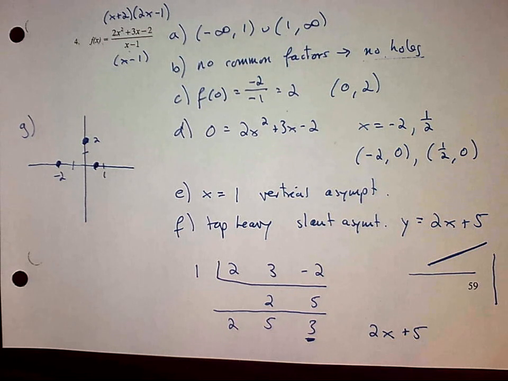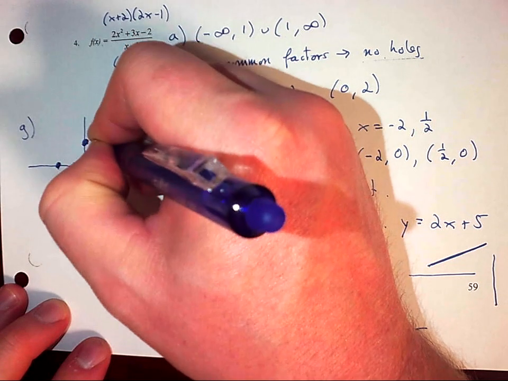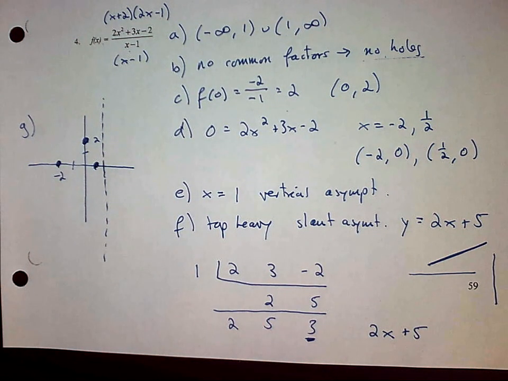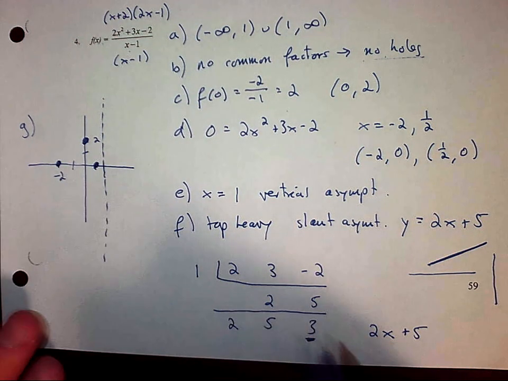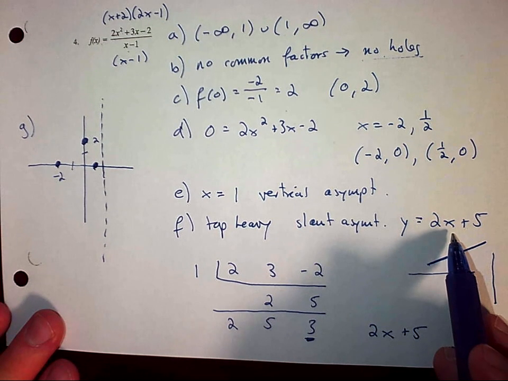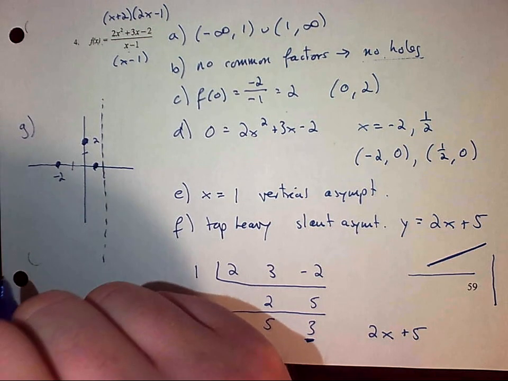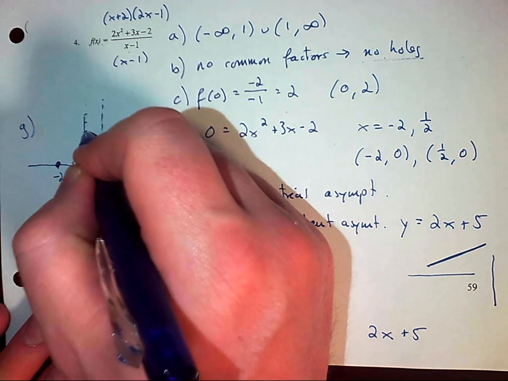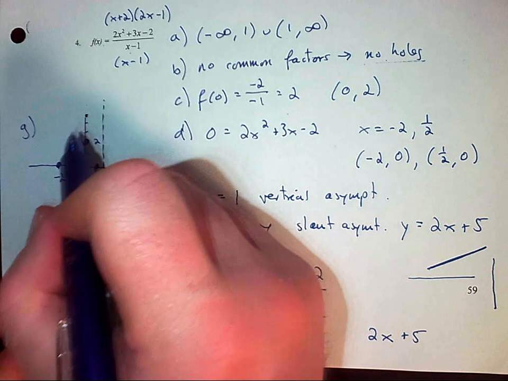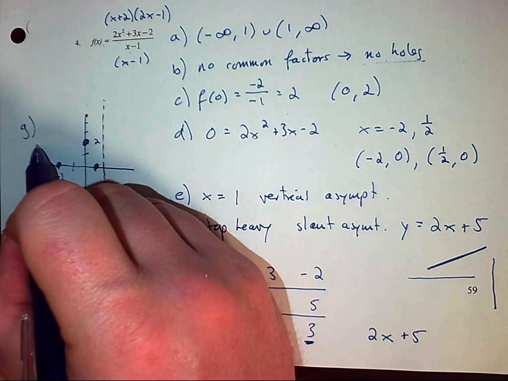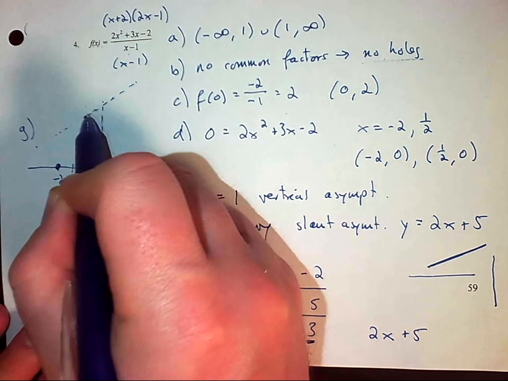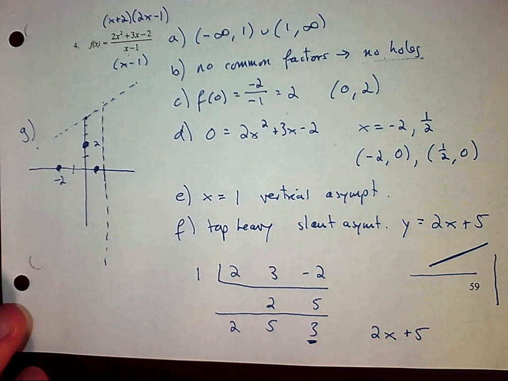And we also have a vertical asymptote at x is equal to 1, so we have this vertical asymptote that comes right here. And now we have some slant asymptote, and this slant asymptote is going to be 2x plus 5. So we're going to cross the y-axis at 5: 2, 3, 4, 5. And we have a positive slope, so it's going to look something like this, right? Here's our slant asymptote, looks something like this. And it's just a sketch, right? All right, now we need to connect these dots.